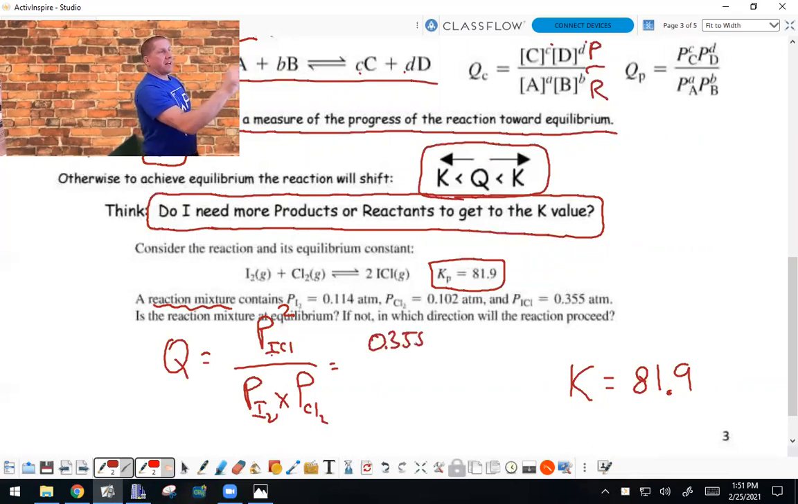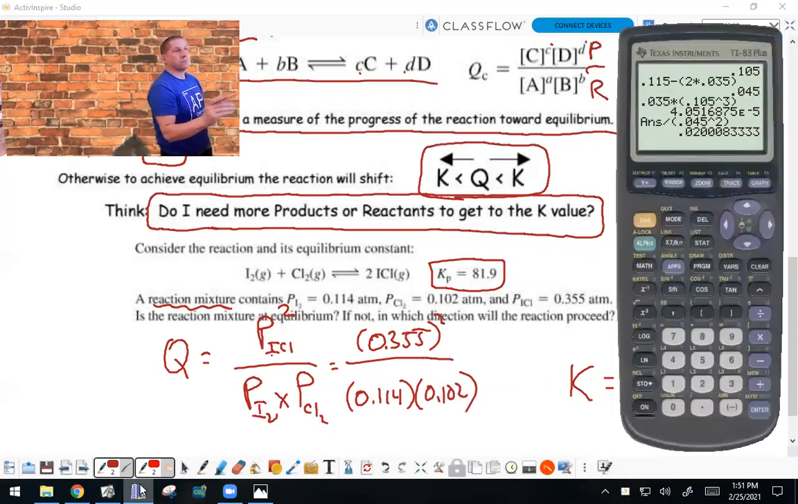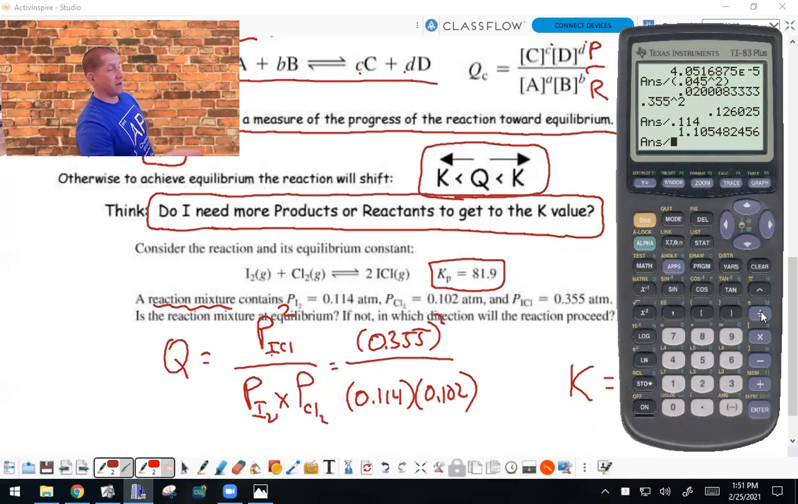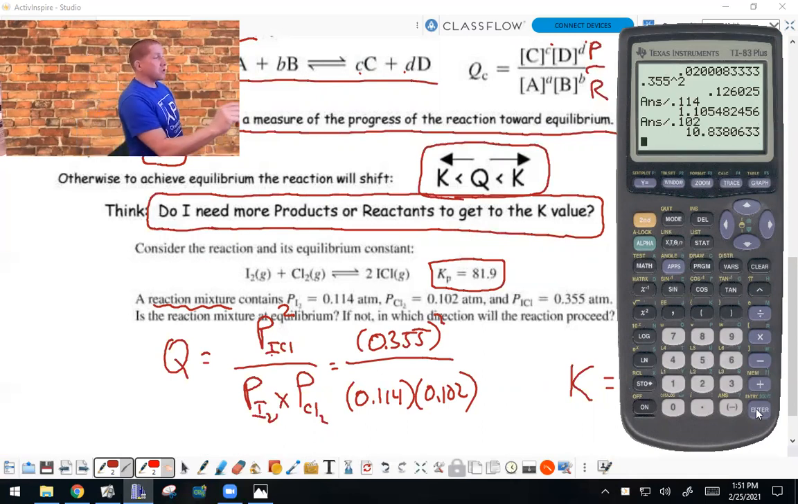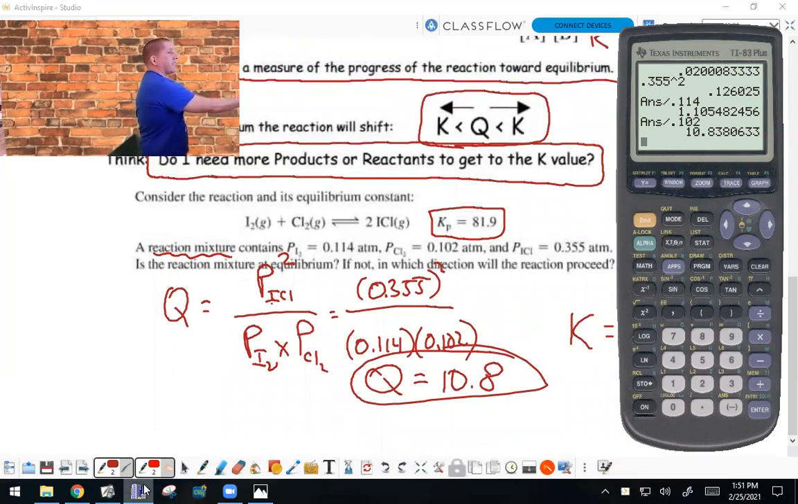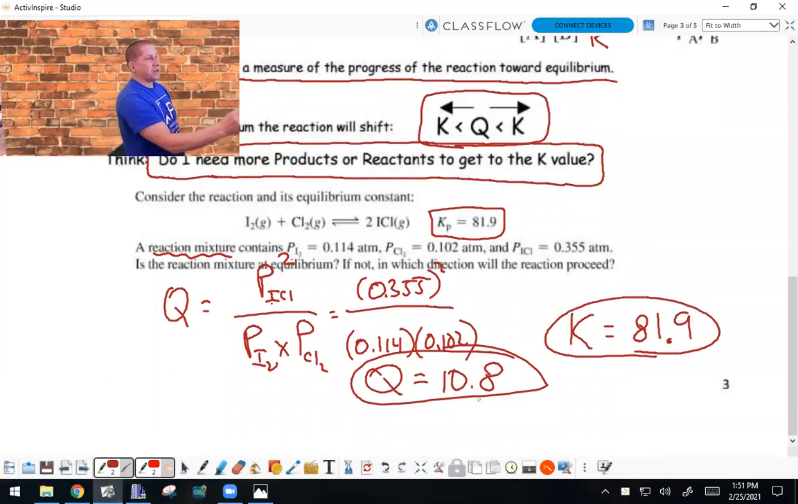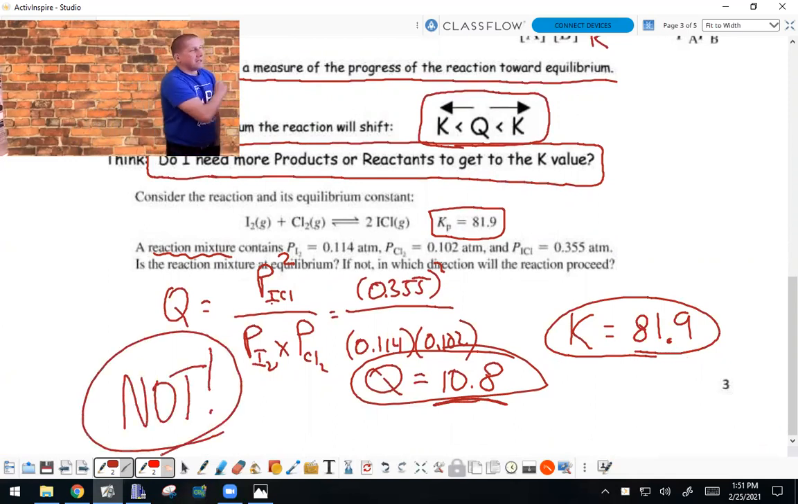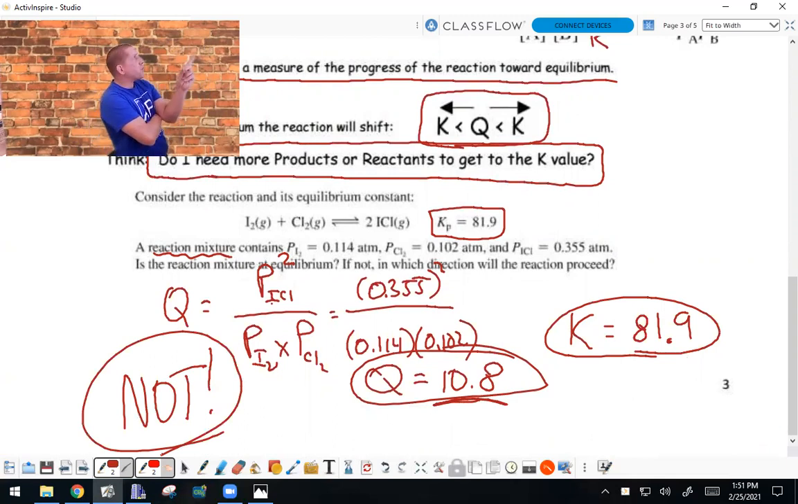So it's 0.355 squared over 0.114, 0.102. So 0.355 squared divided by 0.114 divided by 0.102. So for a Q value, I get 10.8. All right, so is this at equilibrium? So right away I can say, well, if it's at equilibrium, it's 81.9 and it's only at 10. So it is not at equilibrium. But the question is, which way does it shift?